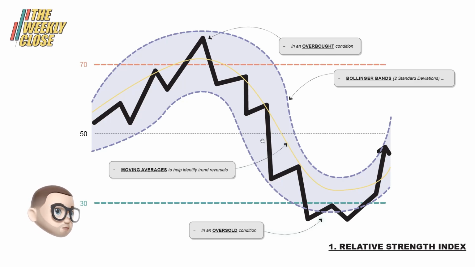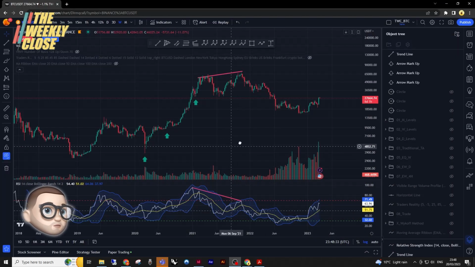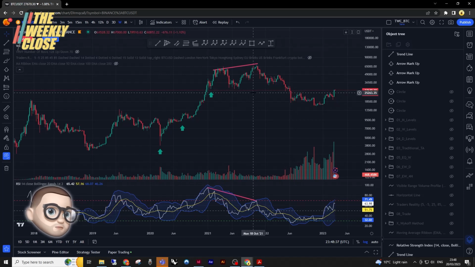Now, this alone with the Bollinger Bands, the moving averages on top of the RSI, doesn't tell us too much, but the power of this is how it can be used in combination with price action to be identifying areas of divergence and confluence. And there is no better example than looking on the weekly chart and the former all-time high on Bitcoin as an example.